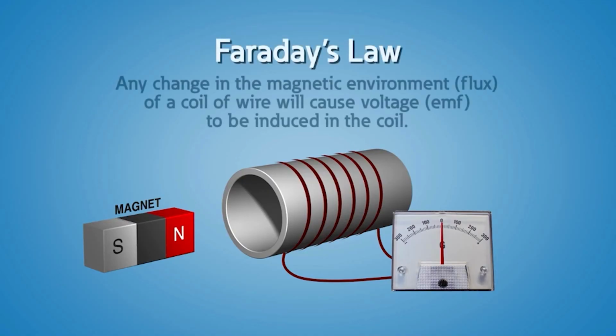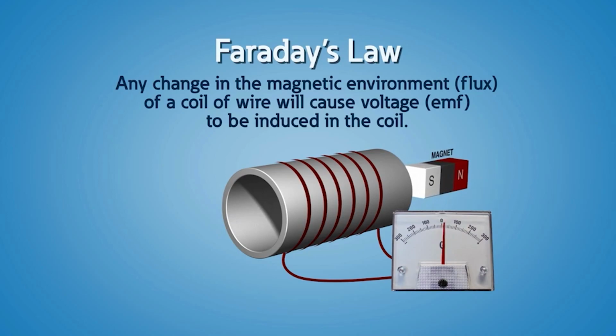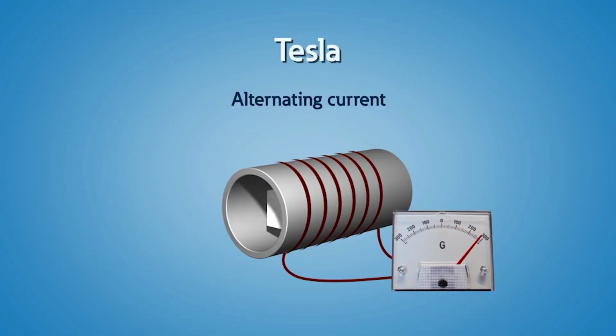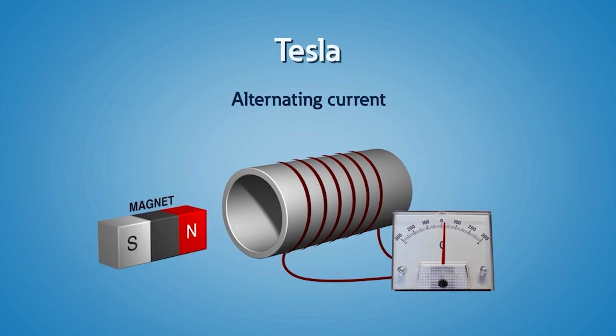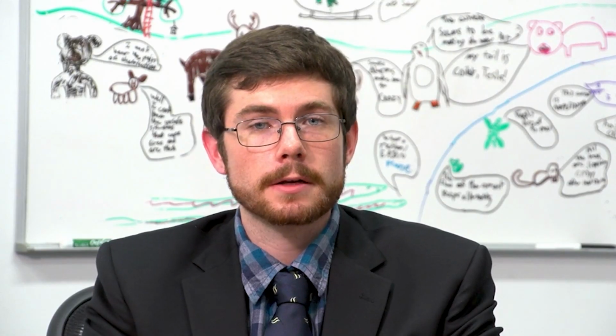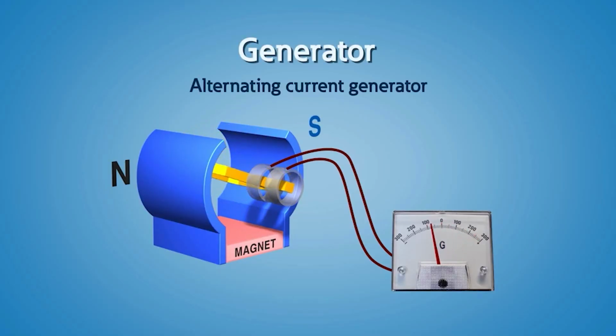One of the most important discoveries was made by Faraday. He found that when he moved a magnet in a coil of wire, it generated a current in that wire. That current was actually a direct current, or DC. Tesla found that if you oscillate the magnet back and forth, an alternating current flows in the wire, or AC. This is the basic operating principle of a generator. In a generator, a magnetized rotor spins inside a stator, creating electric power.